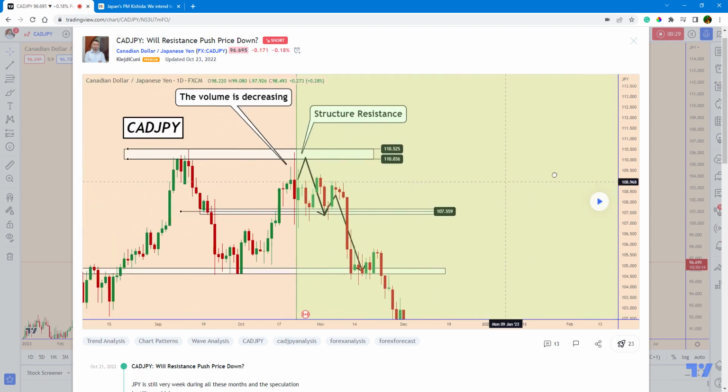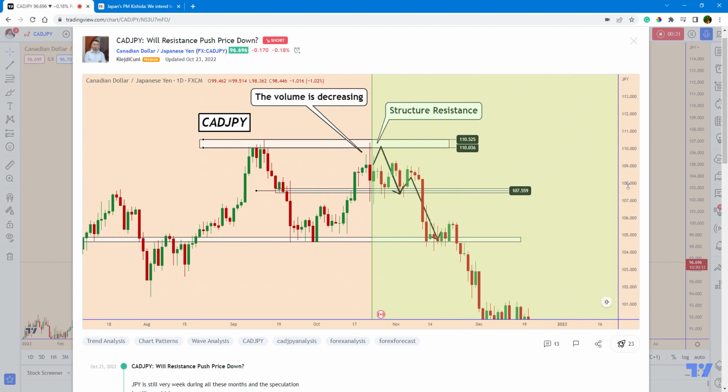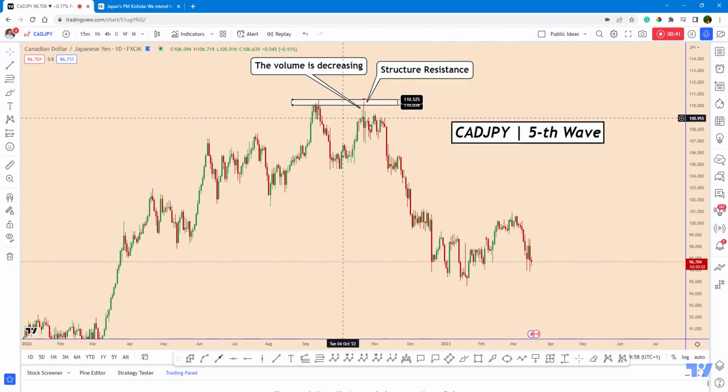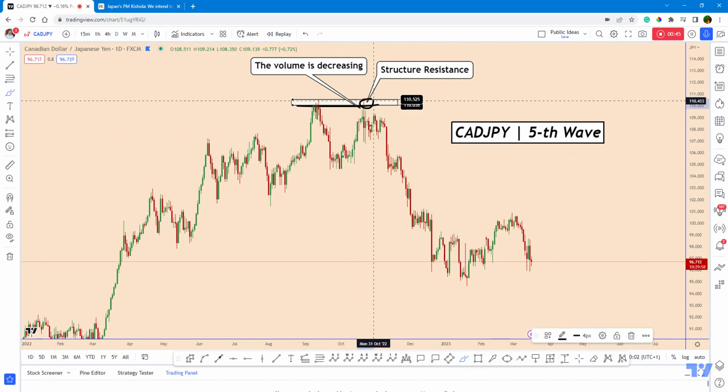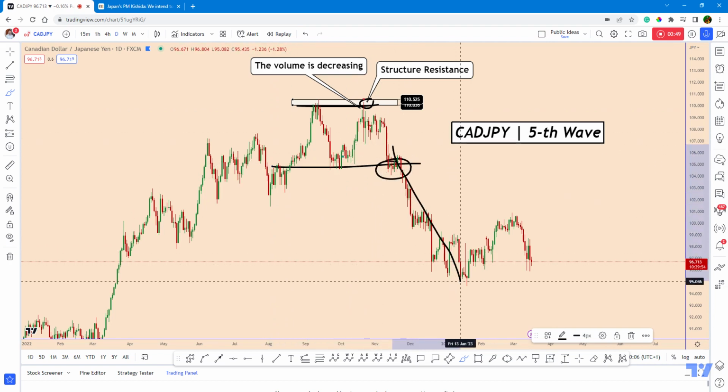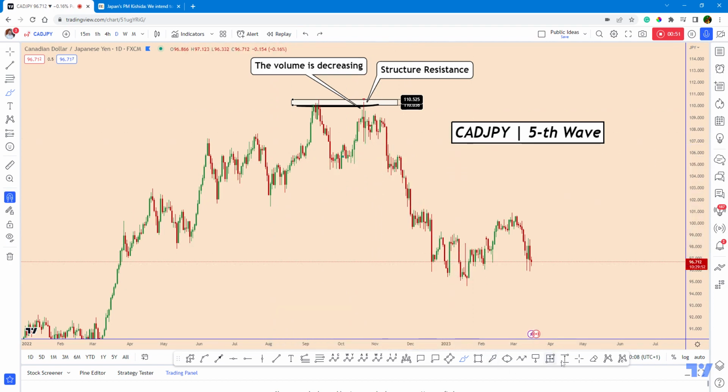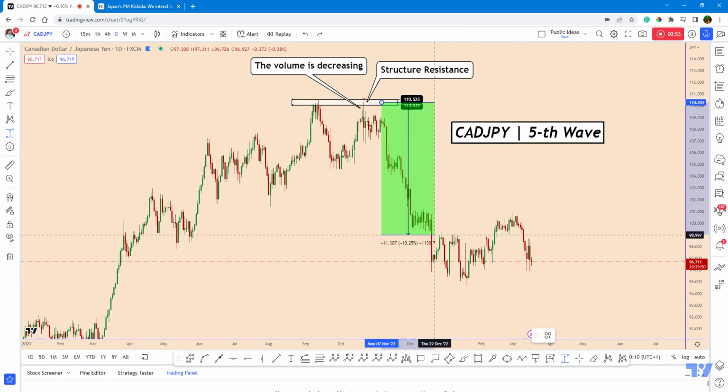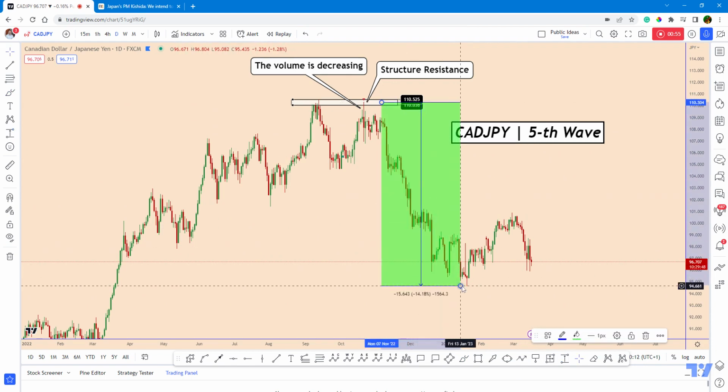If we press the button, you will see that price found resistance close to this area, as I was looking at during that moment of time, and it moved down further. Here we had our previous scenario, the resistance that was faced here, and price broke down from this zone and moved even lower. Overall, the bearish wave was approximately 1,500 pips from the top.